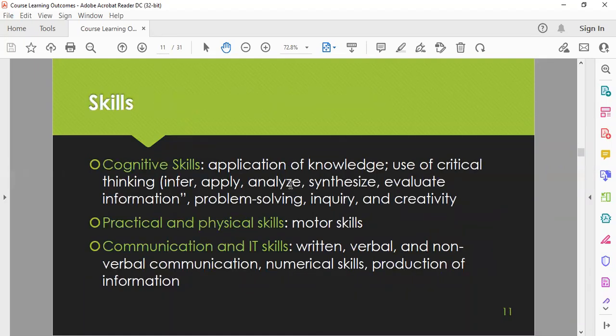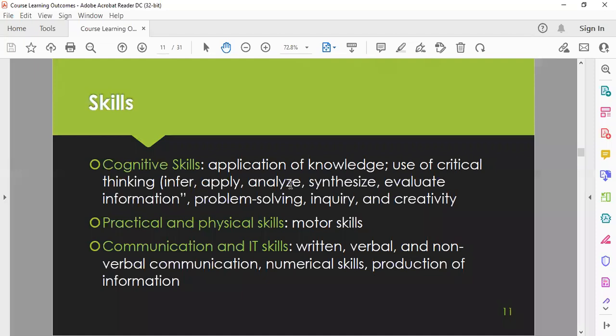Then when we talk about skills, skills are of different types, as you can see here, according to the NQF. We have cognitive skills, practical and physical skills, and communication and IT skills. I think we don't need all of them when we write our course learning outcomes. We may not need all of them, even at the level of program learning outcomes. Let's focus on cognitive skills. Let's focus on communication skills. I think this is our concern in the Department of English, in the English program, and also other programs in our college. What is meant by cognitive skills?